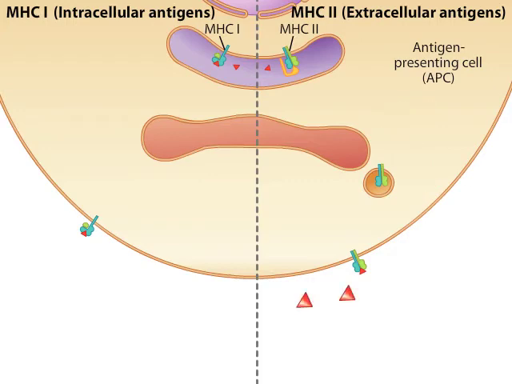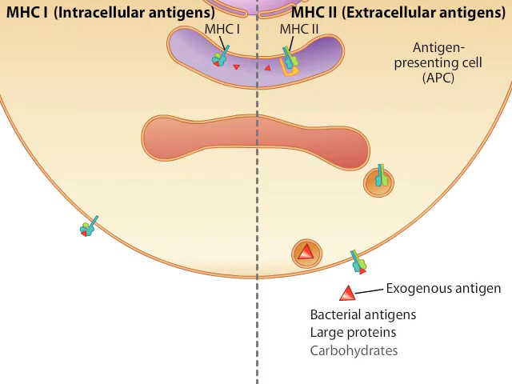Antigens produced outside of the APC, called exogenous antigens, will enter the cell via phagocytosis. Most bacterial antigens originate outside the cell and are internalized in this way. Also, large proteins, carbohydrates, and other molecules are engulfed, processed, and presented on surface MHC molecules.